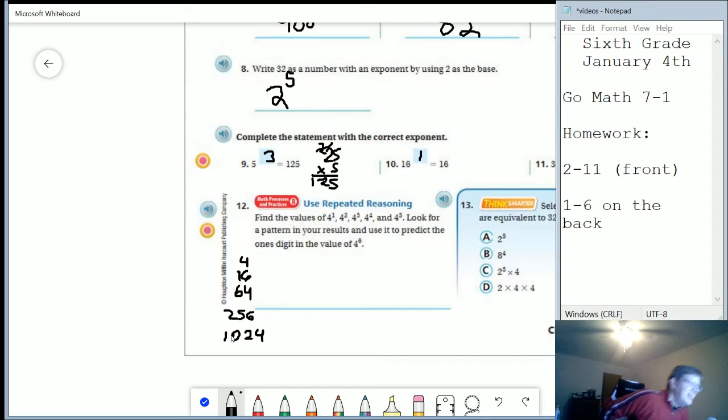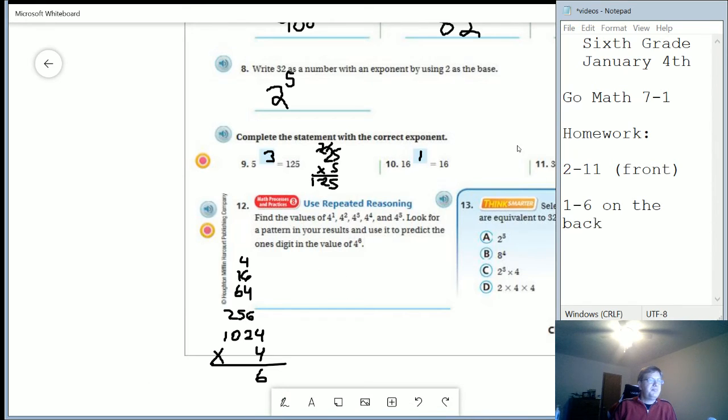All right. So we would go ahead and predict the ones digit by doing this number times 4. And so that should give us a 6 in that. So the ones digit would be a 6 because we would have 16 when we do 1024 times 4, we would get a 6 there. And so that would be what we were looking for as the answer for that.